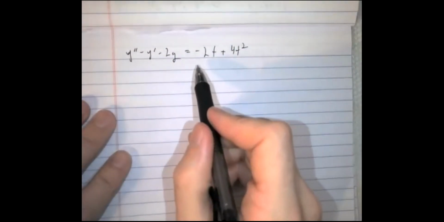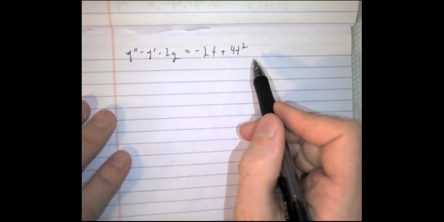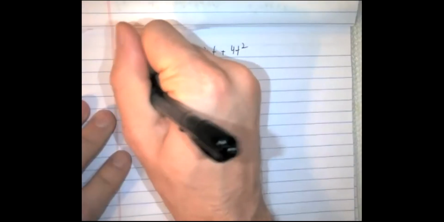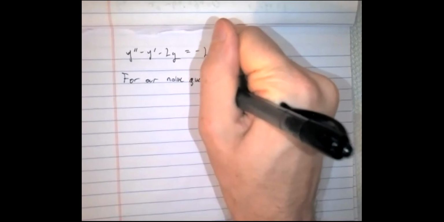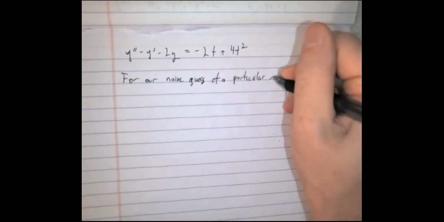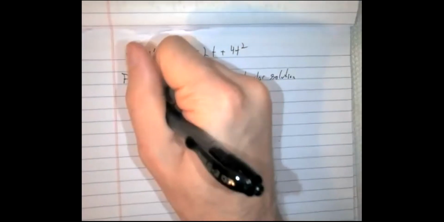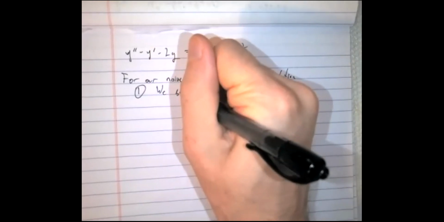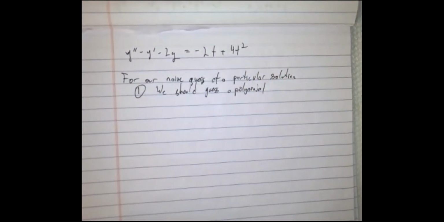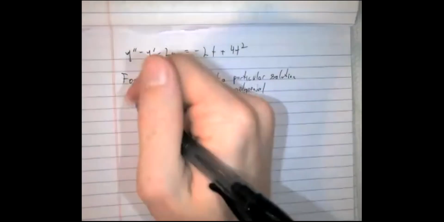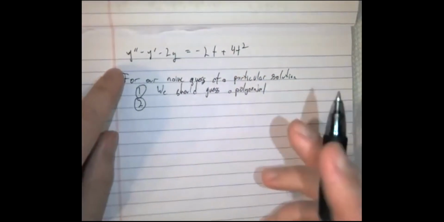So maybe the first thing that I should comment is that for our naive guess at a particular solution, one, we should guess a polynomial, because sometimes in math you shouldn't be creative and you should just do the most simple thing. The second comment is, do I need to consider polynomials of degree greater than 2?